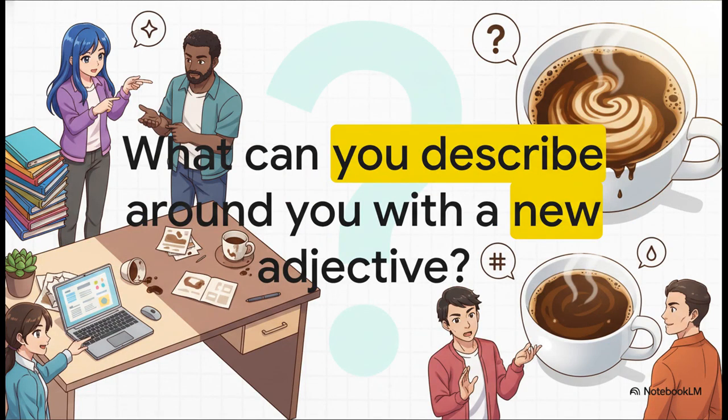Okay, to wrap things up, I have one final challenge for you. Look around the room you're in right now. What do you see? Can you describe 3 things using an adjective we learned today? Is your desk clean or dirty? Is the room empty or full? Go on, give it a try. By just noticing and naming things, you're putting this new power to work.